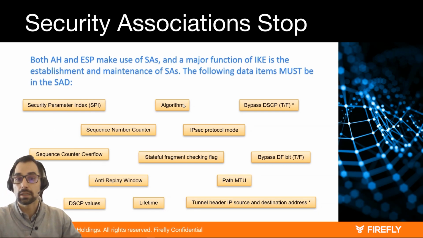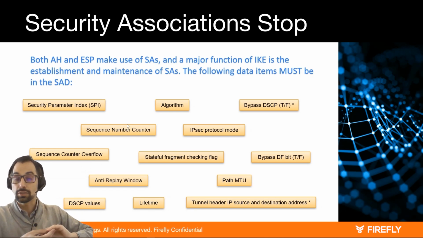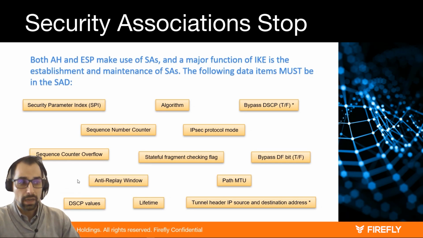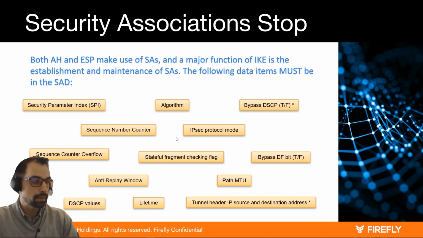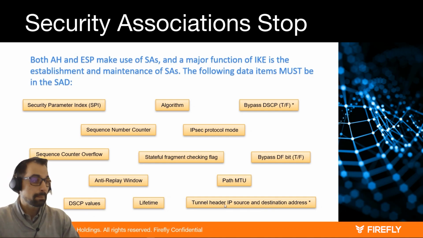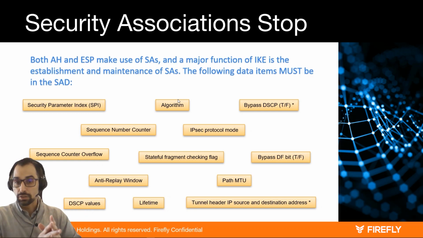Then, of course, the algorithm that we're going to use for encryption, and the sequence number. This is going to help us avoid those replay attacks that we were mentioning in the beginning. We can also use an anti-replay window, which is kind of the same. MTU functions, to check that the MTUs are correct. And of course, tunnel source and destination IP addresses in case we're doing tunnel mode. So this is all the information that we're going to see in a security association database when we deploy IPSec in the device.